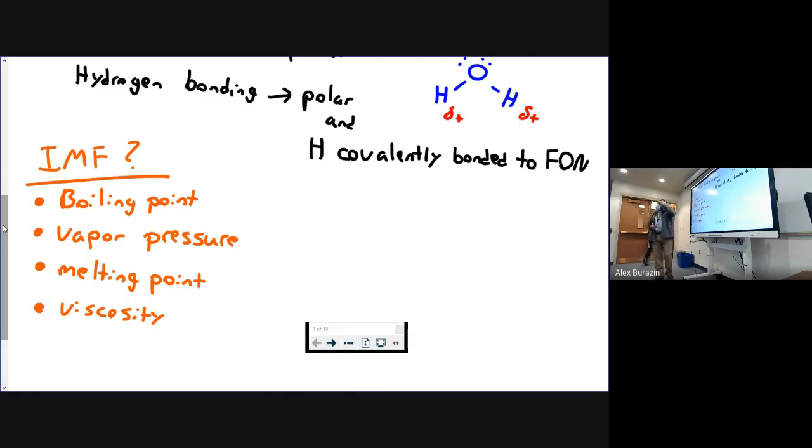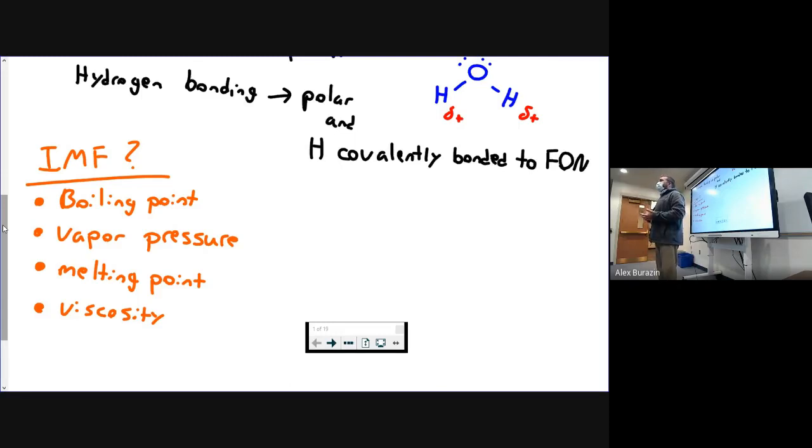Vapor pressure in terms of intermolecular forces is counterintuitive a little bit. Here's what vapor pressure is. If I have a liquid in a sealed container, some of those liquid molecules will just escape and turn into gas molecules. And the vapor or the gas in that sealed container exerts a pressure.